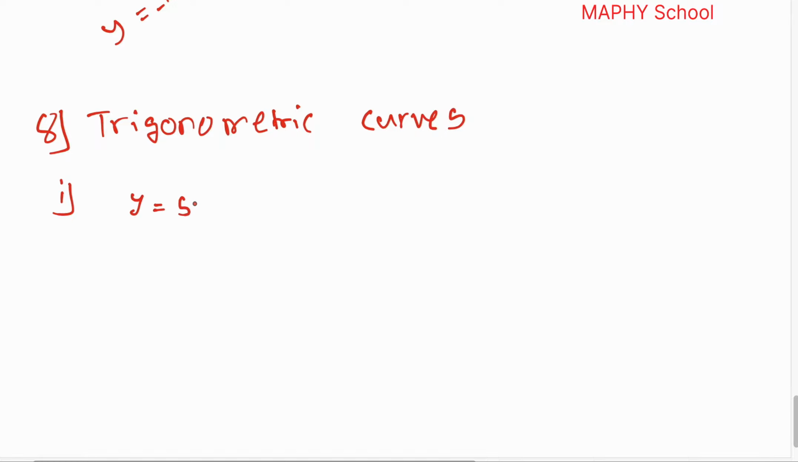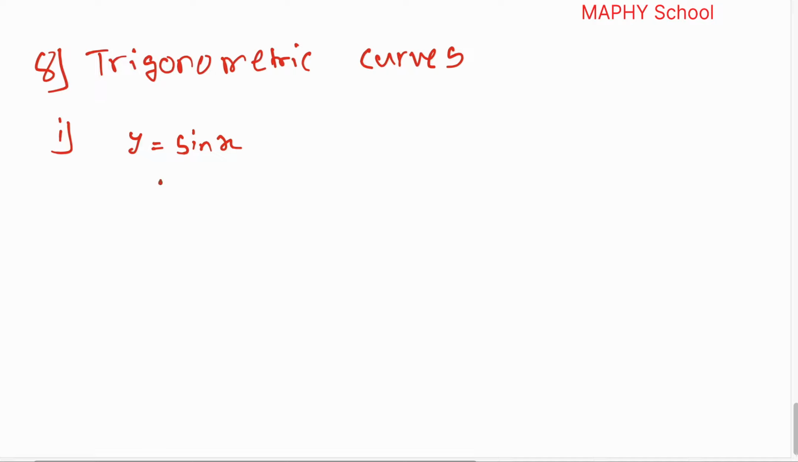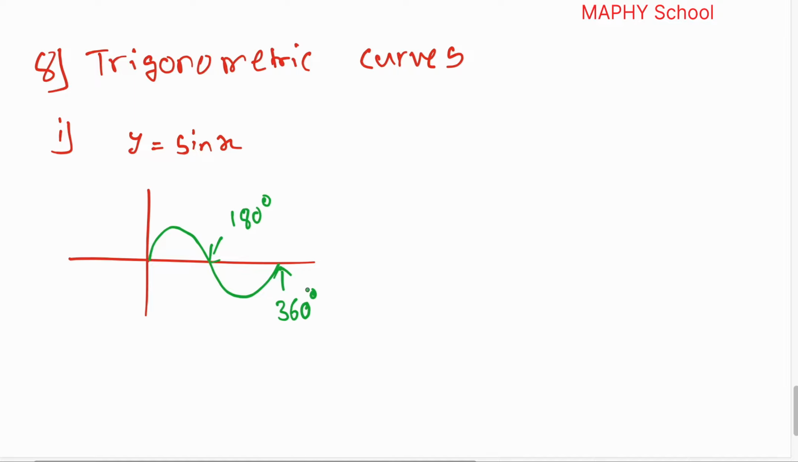y equals sin x. We all know the shape of y equals sin x. It would be like this. Here it would be 180 degrees, 360 degrees, 90 degrees, and this is 270 degrees. The maximum point is 1, the minimum point is minus 1.